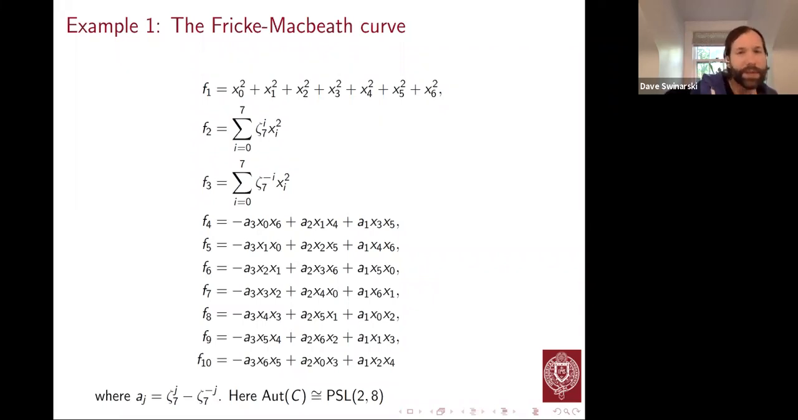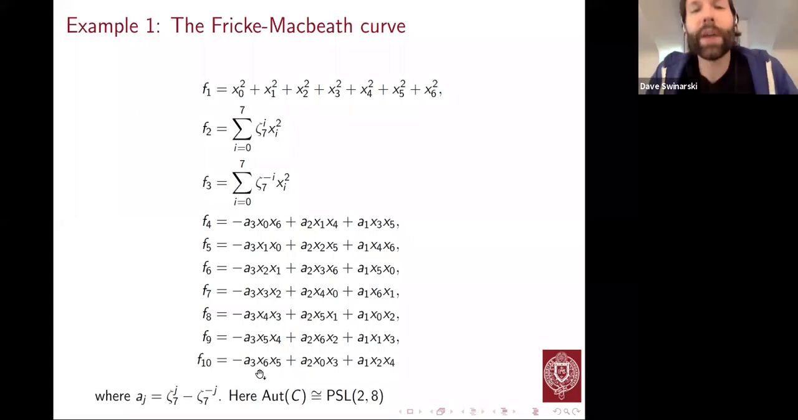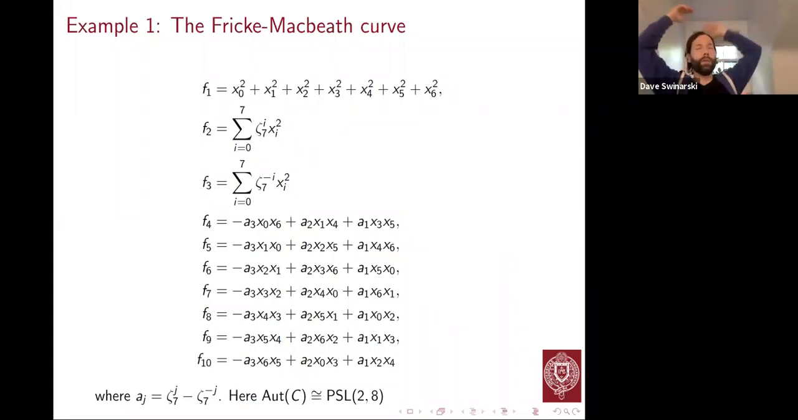Fricke at the end of the 19th century was already aware of the existence of this curve. Macbeath in the 1960s actually wrote polynomial generators for the ideal as well as matrix generators for the automorphism group acting on the ideal. And here are his generators. You can see Macbeath's equations are defined over Q adjoin zeta 7.